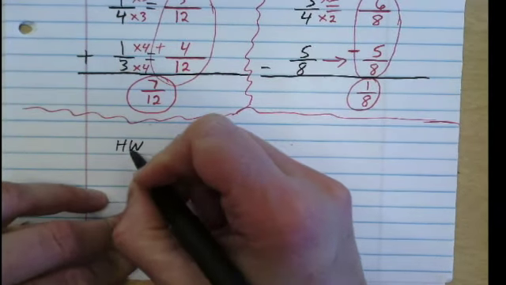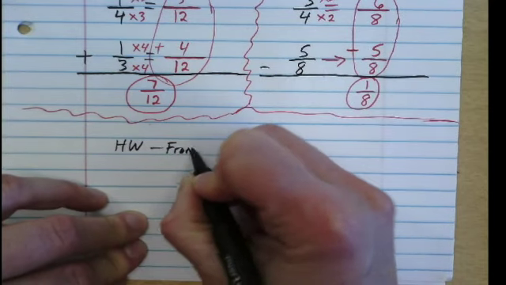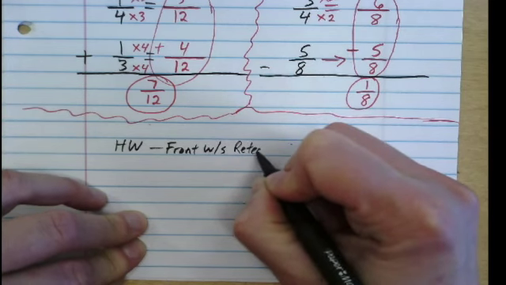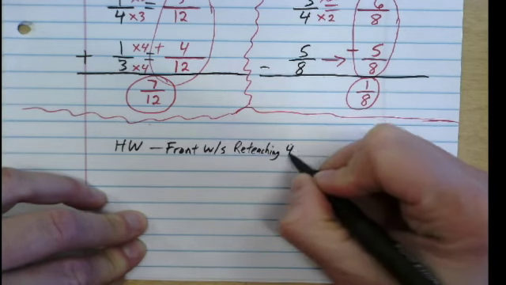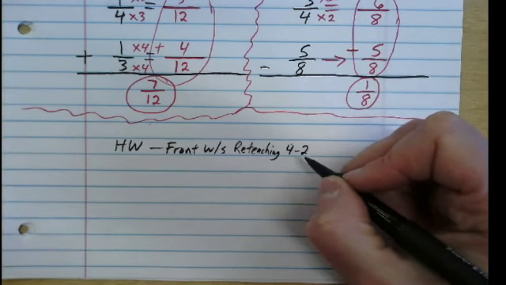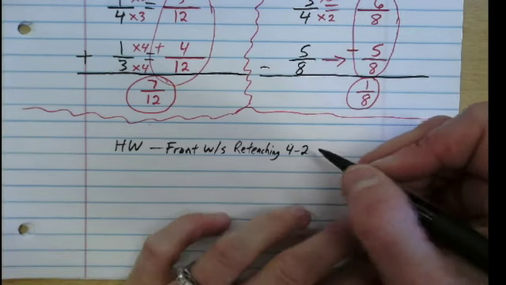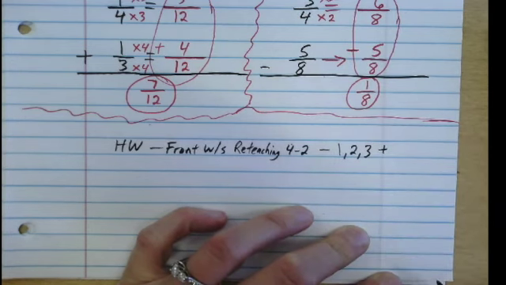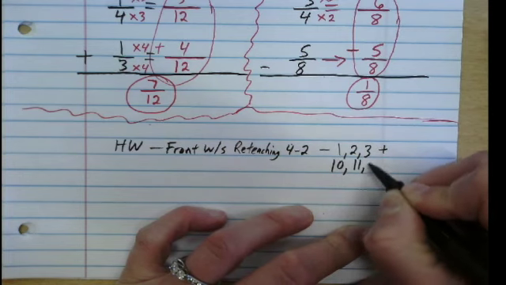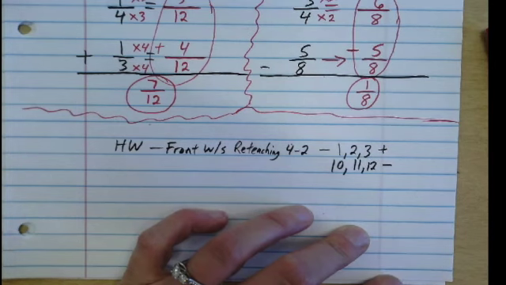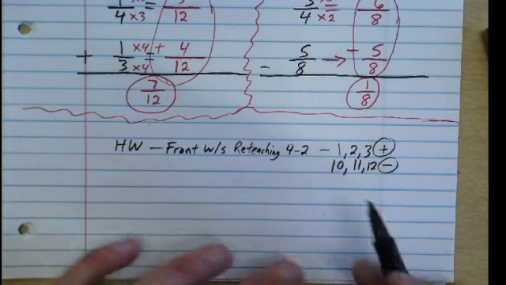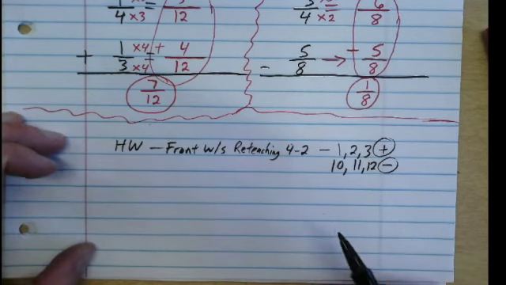You've got a front and back worksheet. The front of the worksheet is called Reteaching 4-2, and on the front I'm going to have you do problems 1, 2, 3, which works on adding, and then I want you to do problems 10, 11, and 12, which works on subtraction. So this is kind of you get 3 problems for each to practice. So you're going to do those paper pencil, and then you can use a calculator to check.